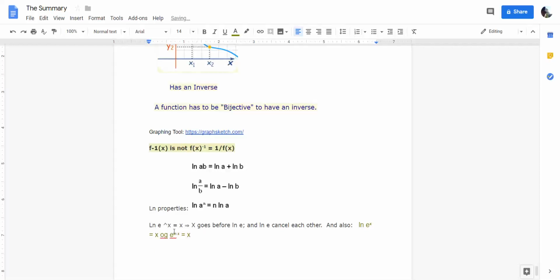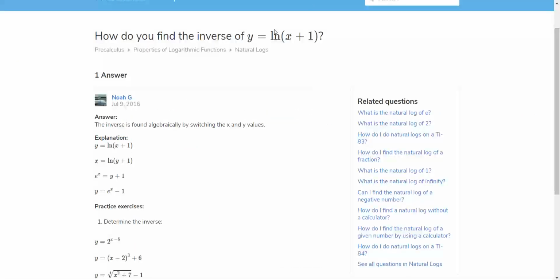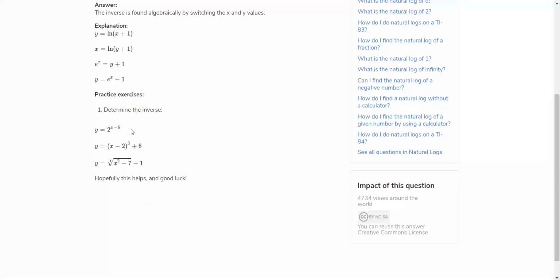Okay, that's that. We can explore more on this, like e to the power of x. If you need to find the inverse of this, you need to practice exercises. You need to find the inverses of all of these. The power, this is basically x to the power of x minus.